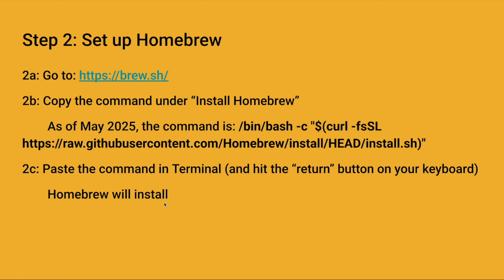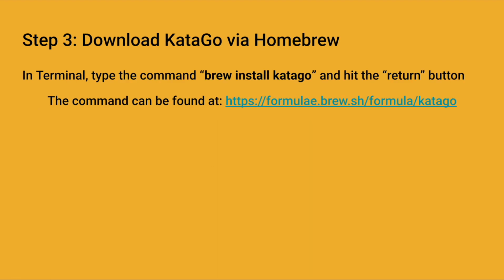Then Homebrew will install. After Homebrew finishes installing, now you can download KataGo via Homebrew. Still in terminal, type the command brew install KataGo and then hit the return button. More details can be found at this website, or you can just Google KataGo homebrew. But really, brew install KataGo is all you need to do.